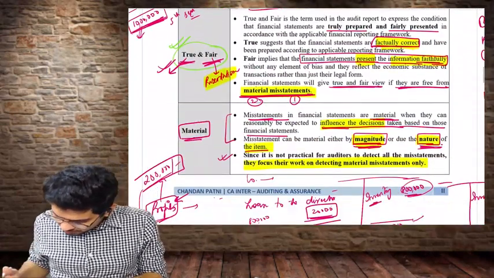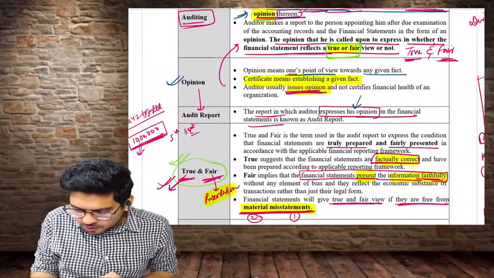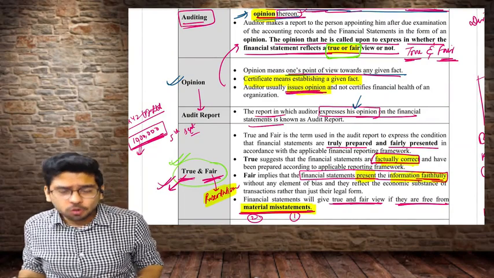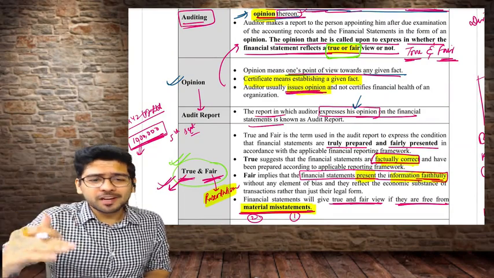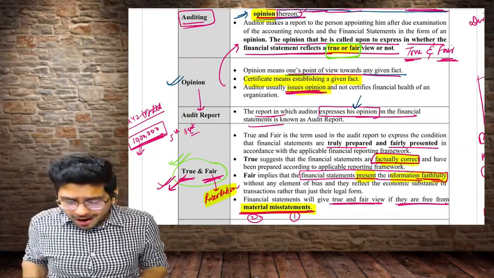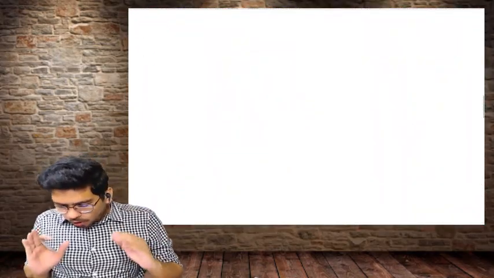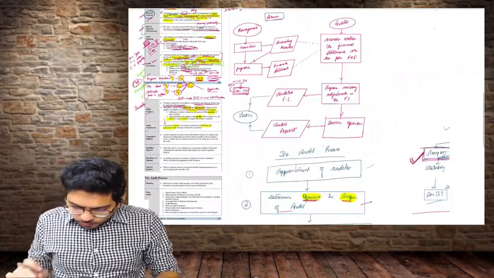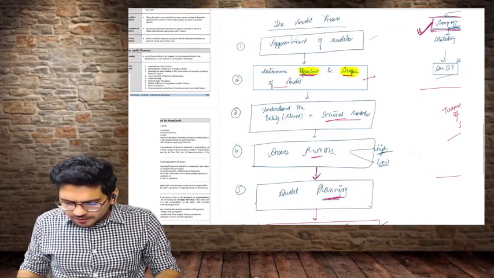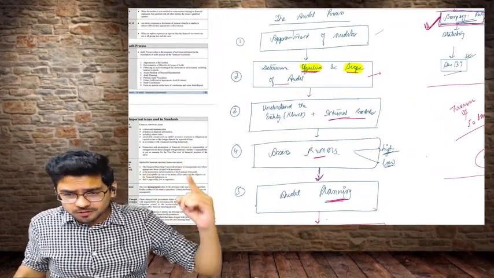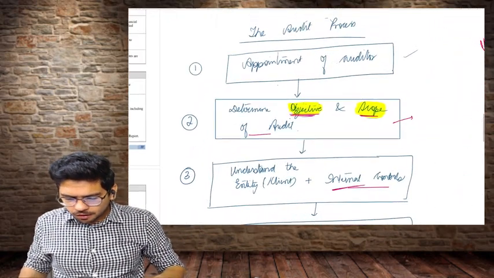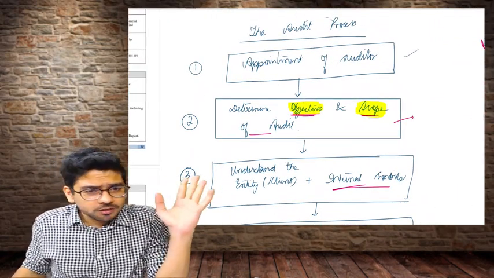Okay, opinion I have already discussed, but if you still want me to cover that up, it is on page number 2. Opinion means one's point of view towards any given fact. So auditor is going to give his opinion on the financial statements, whether it is giving true and fair view or not. Okay. Now, our audit process topic is over, but yes, I still need to discuss few aspects, but I believe all of you have drawn this in your registers. Have you drawn this or not?